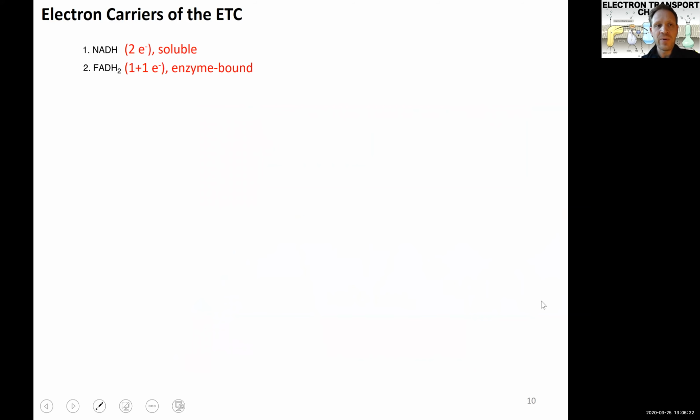Two you're already familiar with: our NADH, we talked about it a lot. What I want you to remember for the ETC here is whether or not they're soluble or enzyme bound, and how many electrons they can carry. So for NADH, this is our major one that we will be discussing here. It's an obligatory 2-electron carrier. It always has to carry 2 electrons, and it is soluble.